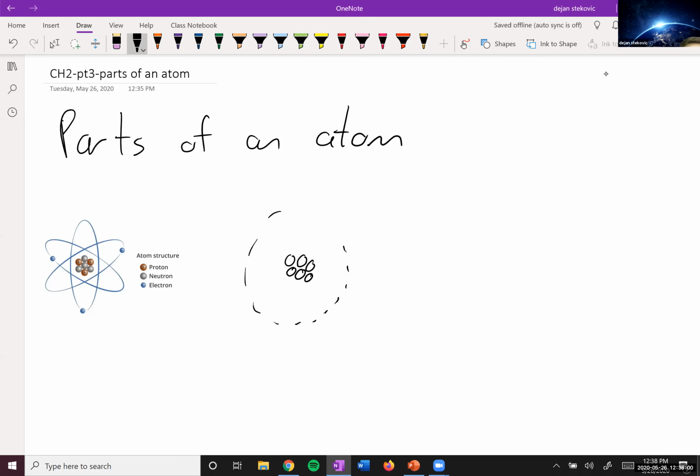And so I'll draw this little center with some particles in there, and then on the outside, some particles going around in this orbit. So in the center here, we have what's known as the nucleus. And so the nucleus makes up the mass of the atom. Almost all of the mass in the atom is located in the nucleus.